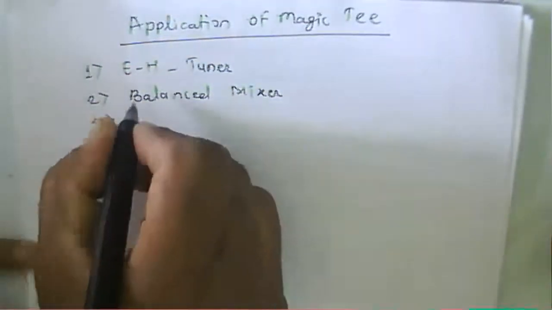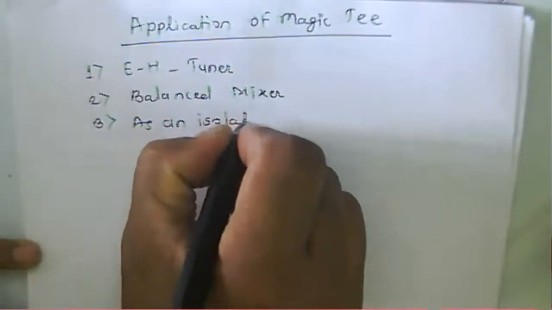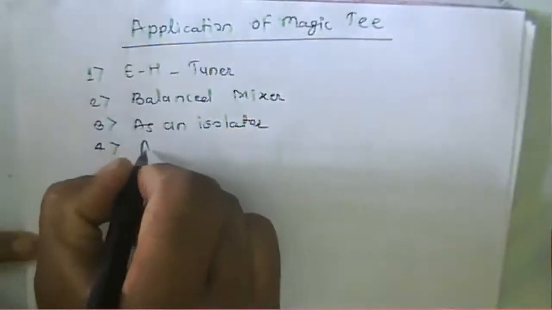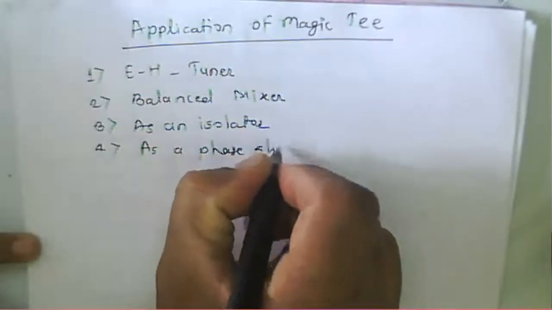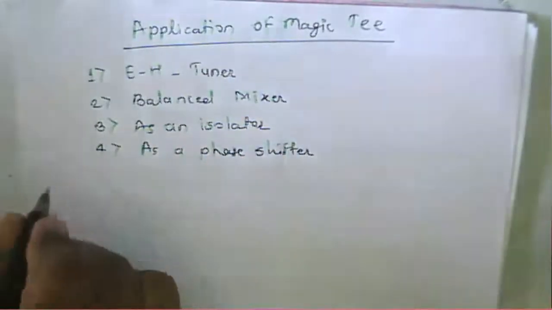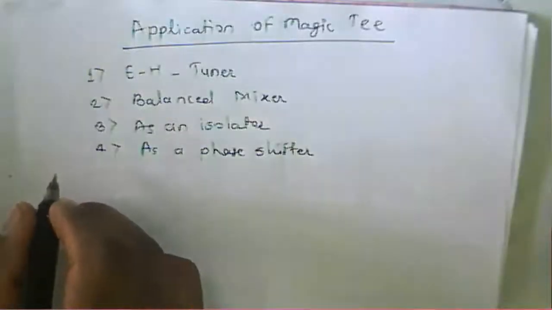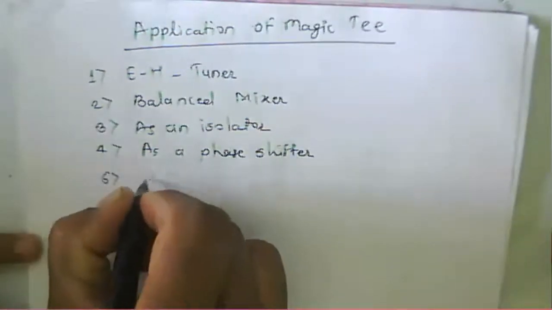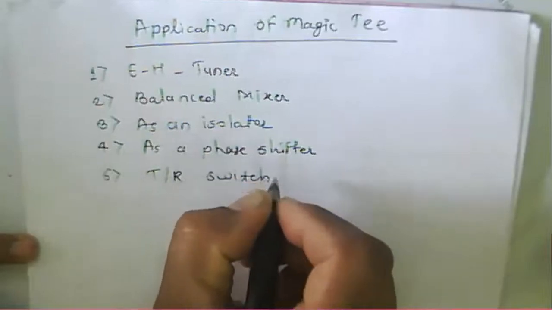Also, we can use it as an isolator. We can use it as a phase shifter. We can use it as a transceiver switch here, or we can say a duplex circuit. So you can consider that these are the applications of a magic tee.